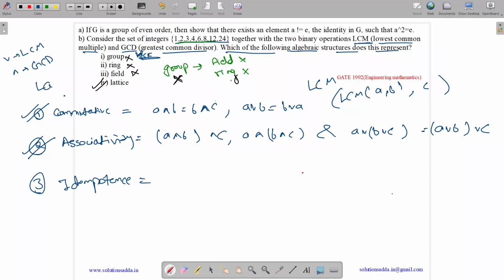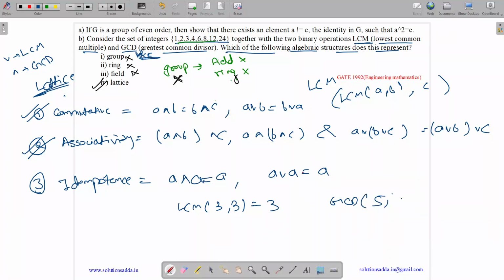These are the properties of lattice. What should a lattice follow? The idempotence property, which means if we take LCM and GCD with the same item, then we should get the same item. What is the LCM of 3 and 3? It's 3 only. What is the GCD of 5 and 5? It's 5 only. So it follows the idempotence property too.